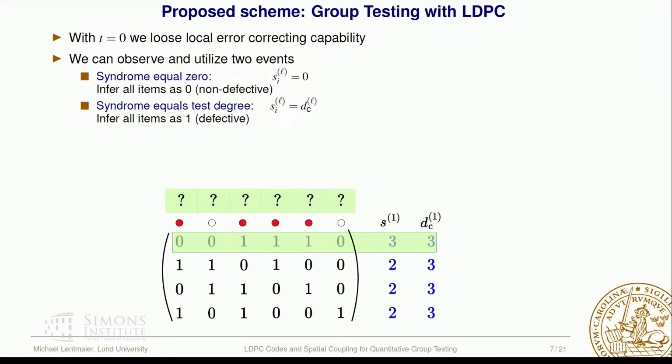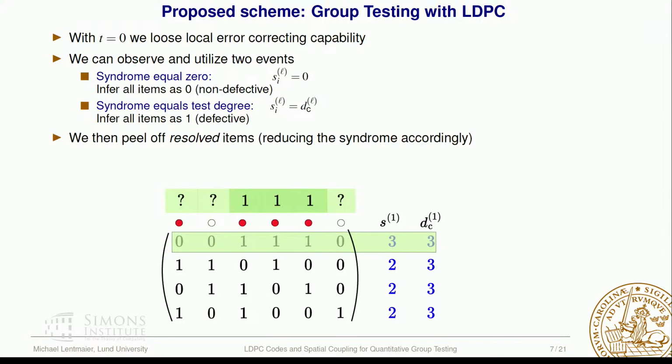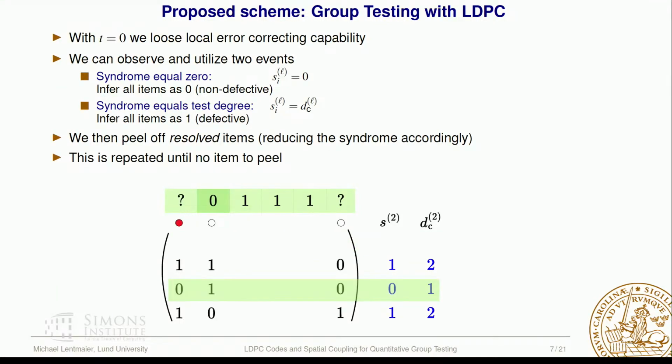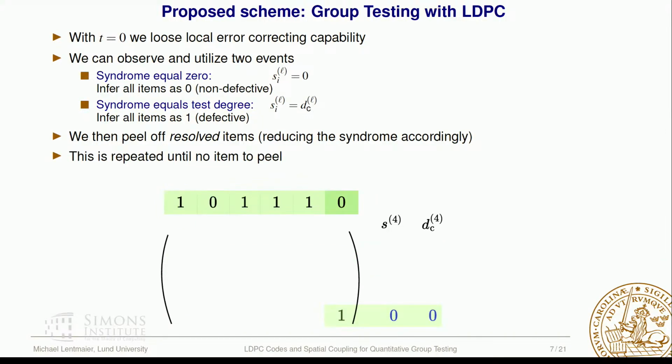So this is demonstrating how it works. We have erasures in the beginning for everything. The red ones are the defective items. We have these tests. Here we see the syndrome is equal to the degree of the check node, so we know that all these items here are red. We can peel them off from the graph, and then we look at the resulting graph. We see now here is a 0 syndrome, so this must be a defective item as well. We peel off, and now we can identify here. So we can go on and identify all of those in a row. This is how that works.